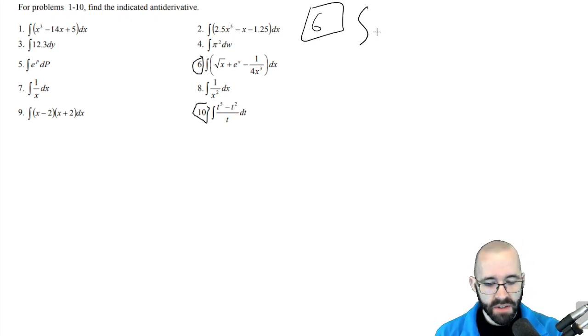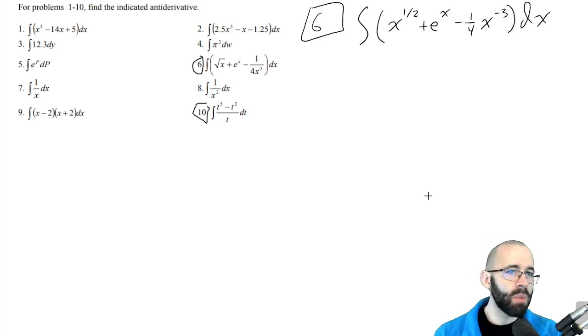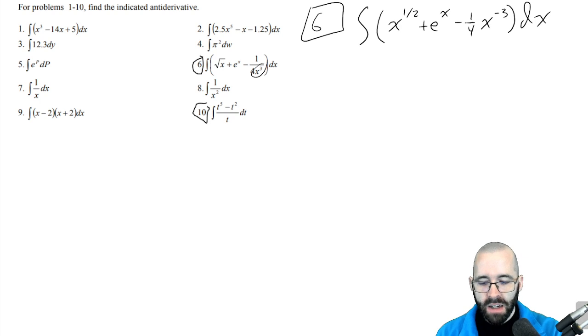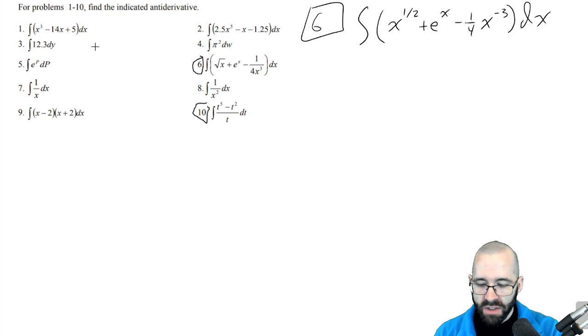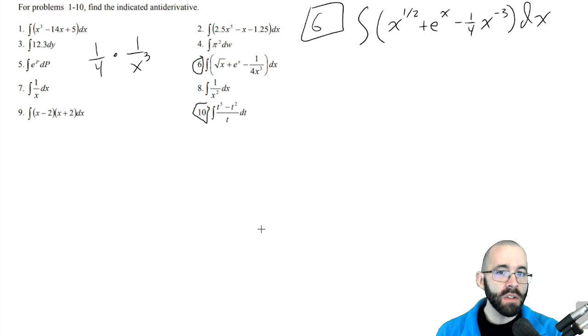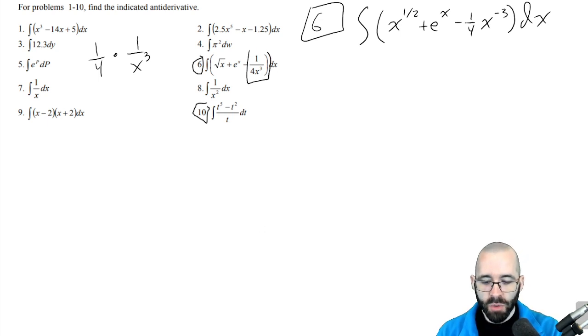Let's rewrite it first. This is the antiderivative of x to the 1/2 power plus e to the x minus 1/4 x to the negative third power. This is the most important step of the whole problem, rewriting it. Okay? So remember, x is in the denominator here, so x has a negative exponent, x to the negative third. 4 has nothing to do with that. This is really just 1/4 times 1 over x cubed. That's what this fraction really is.